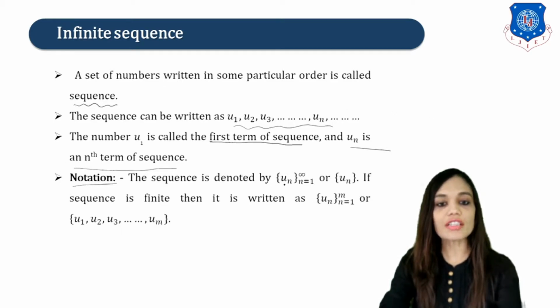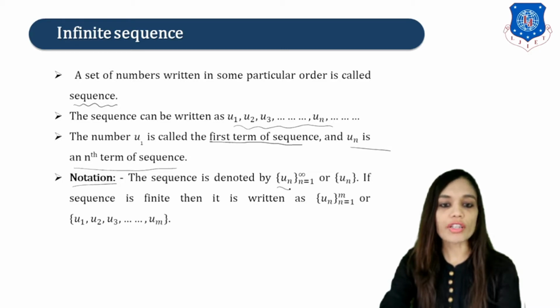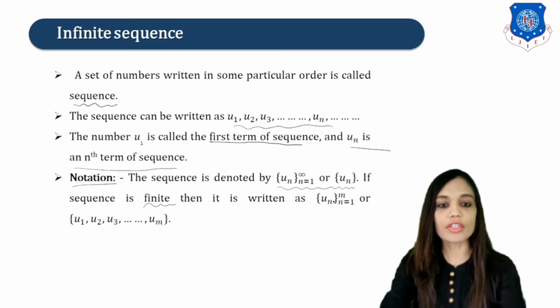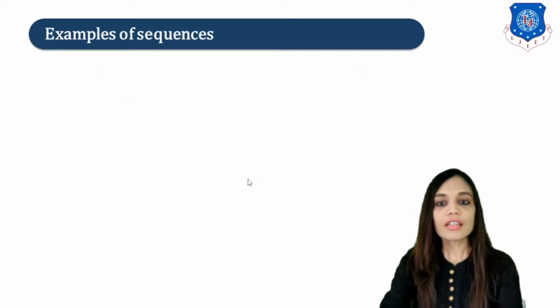A sequence is denoted by sequence Un, n is equal to 1 to infinity, or sequence Un. These two are the notations of the sequence. Now if our sequence is finite, then it is written as sequence Un, n is equal to 1 to m, or sequence U1, U2, U3 up to Un. So this is known as our finite sequence. Next, let us study a few examples of sequences.